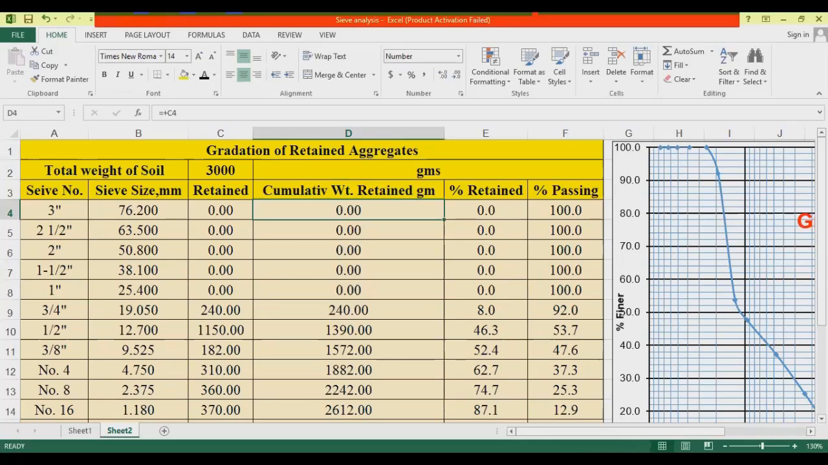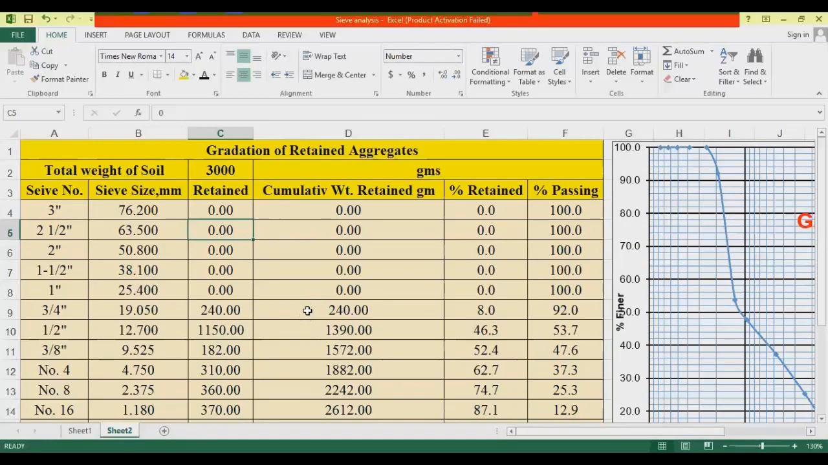So you can see that the cumulative weight retained on the 3-inch sieve is 0, because the weight retained on the 3-inch sieve is 0 and there is no other sieve on top of the 3-inch sieve. So the cumulative weight retained on the 3-inch sieve is 0. Similarly, the cumulative weight retained on the 2.5-inch sieve is again 0, because the weight retained on the 2.5-inch sieve is 0 and the cumulative weight retained on the 3-inch sieve is also 0.